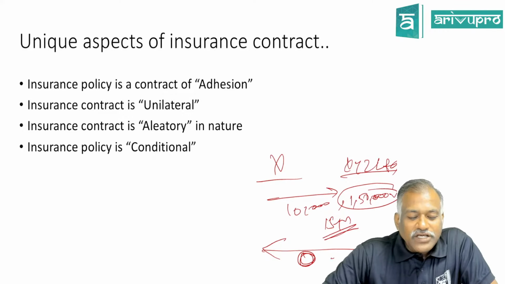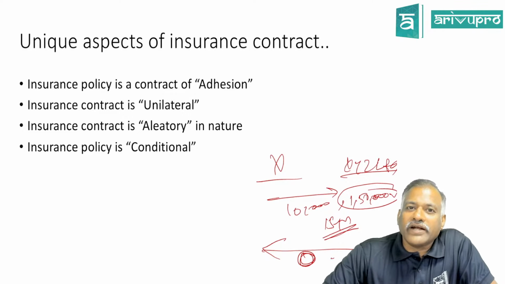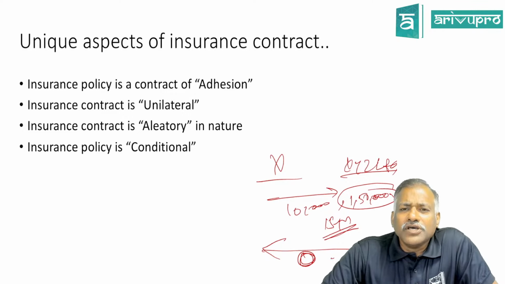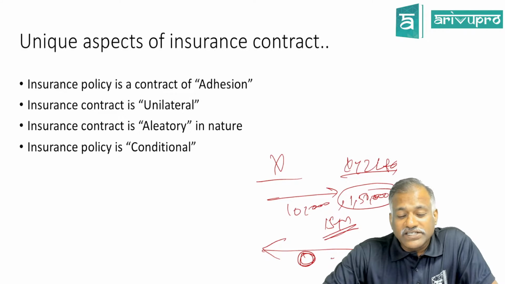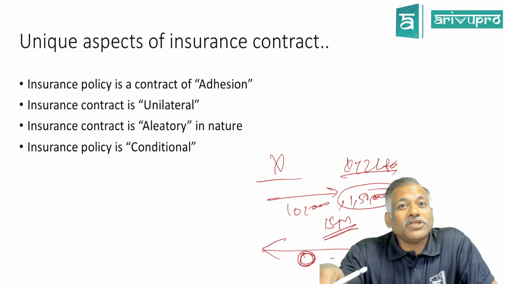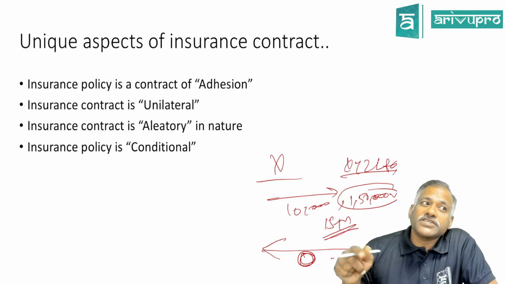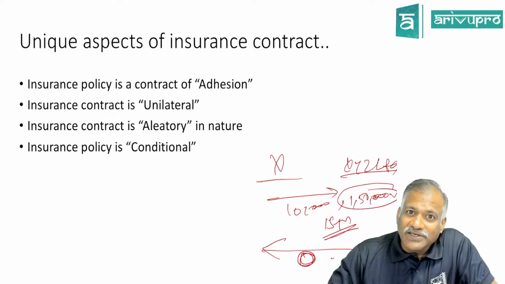Then finally, the insurance policy is conditional. Insurance as a contract, when I am getting into it, it is conditional. Now there can be multiple. Now who is putting the conditions? We saw it is a contract of adhesion. So who is making the contract? The insurance company is making the contract. So who is putting the conditions? The insurance company is going to put the conditions, right?